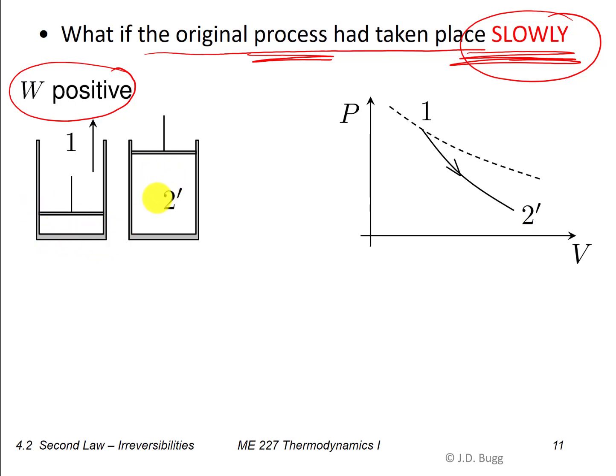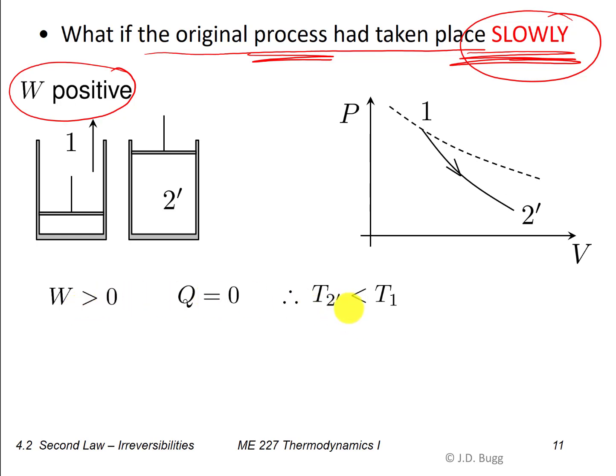Notice this is still insulated the same as before. So if this gas is doing work on its surroundings, it needs to give up some energy to do that. So its temperature is going to go down. So 2 prime is down here somewhere. Now we say, well, what does the first law say about this? Well, Q is 0 as before. The work is positive.